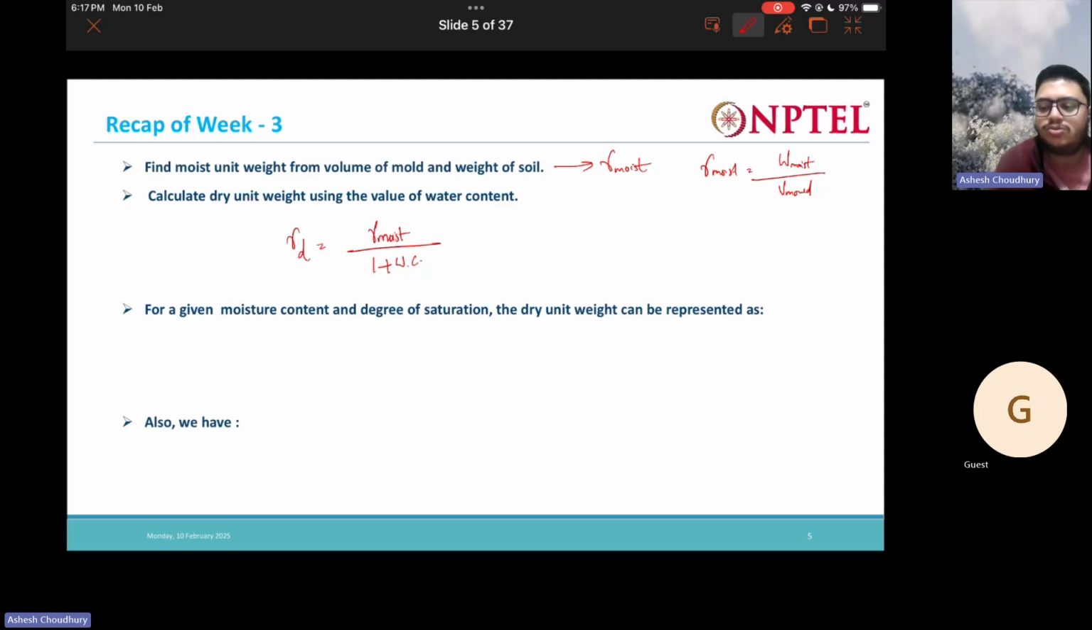Next, you need to mix some amount of water with that soil mass again, and then again put the soil layer by layer into the mold. Similarly, you will get one more dry density corresponding to one more water content. Like this, you will get dry densities corresponding to various levels of water content. After that you can plot the curves. From there you can get the maximum dry density and the optimum moisture content.